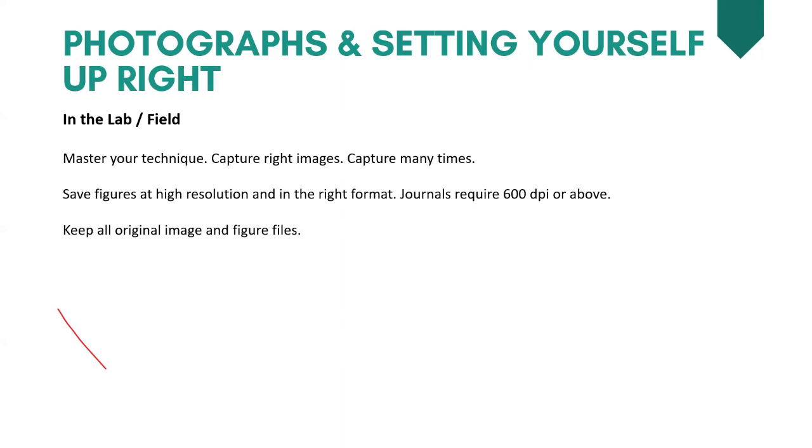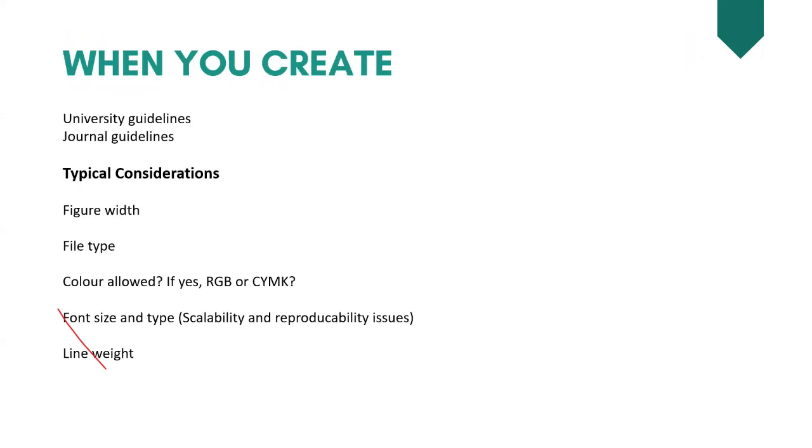Always save your figures at high resolution and in the right formats. For a journal, it requires 600 dpi or above, but check with your journal. So again, the planning is not only what do I use for my dissertation, but what am I going to use in my future publications? Which also means keep all of your original image and figure files so that you can come back to them. But also if you're asked to evidence that they are original to you and not to somebody else, you actually have that proof.